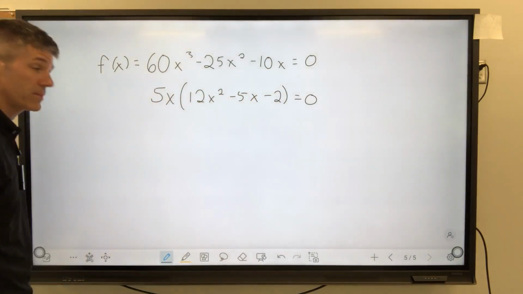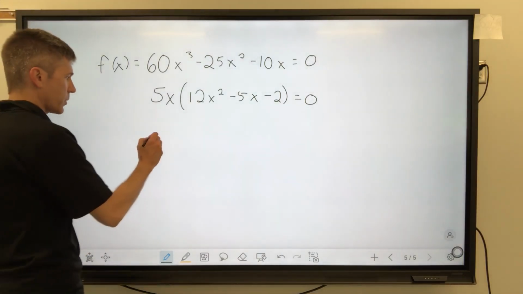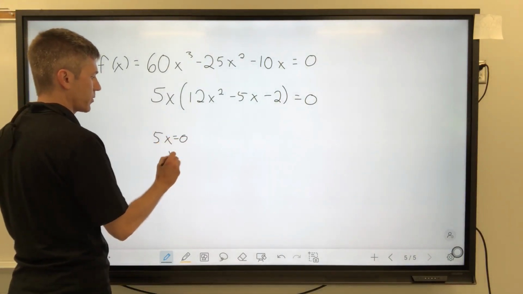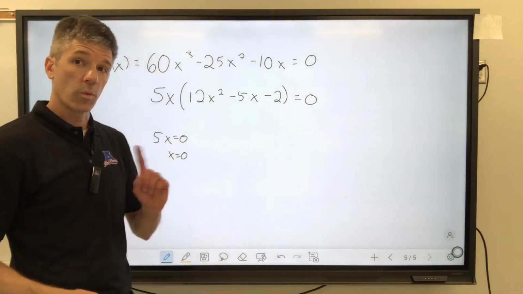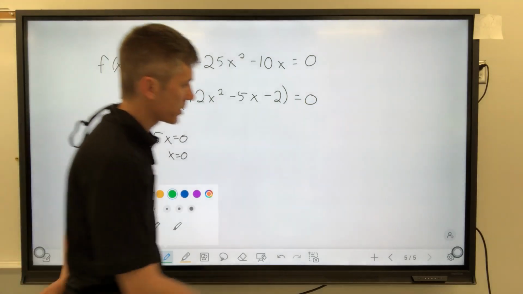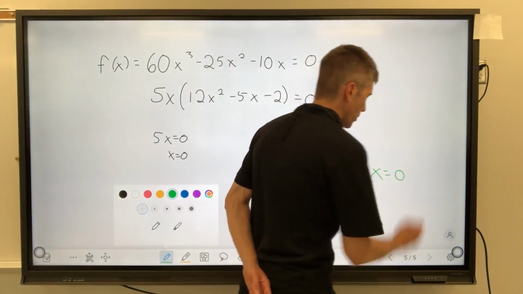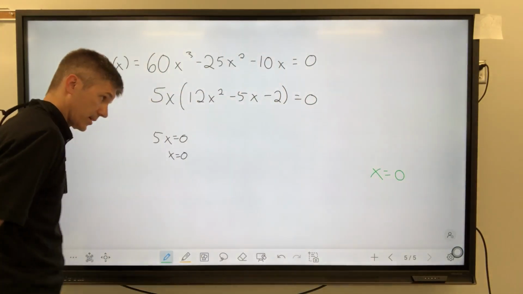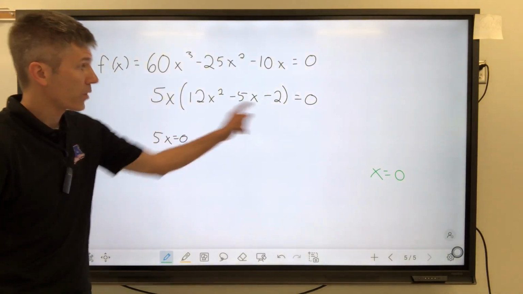This one might be factorable. But the situation is this. If I have 5x equal to 0, then x equals 0. Automatically, I know one of my 3 solutions. So we're going to come over here and we're going to say x equals 0. And when we do that, we'll be able to solve from here instead.